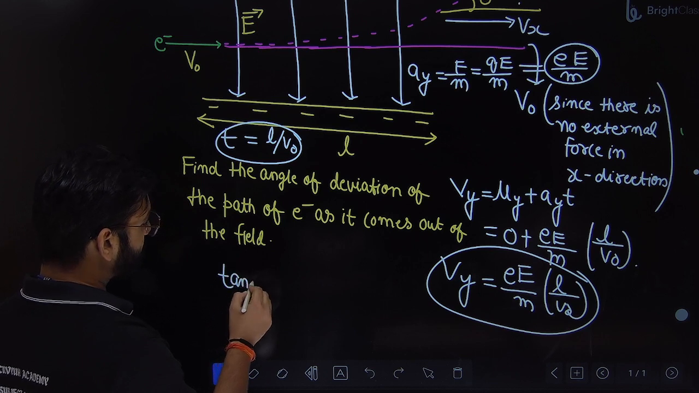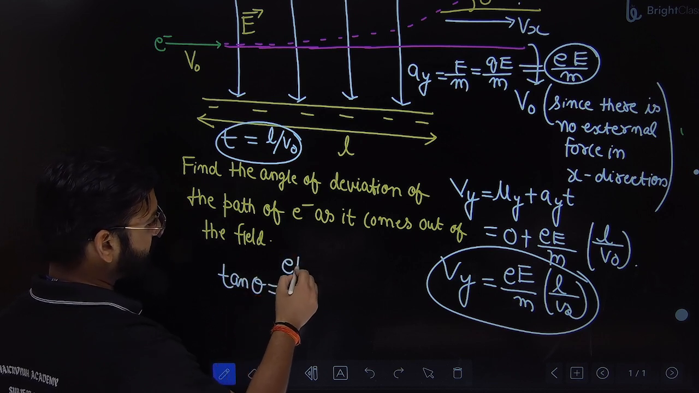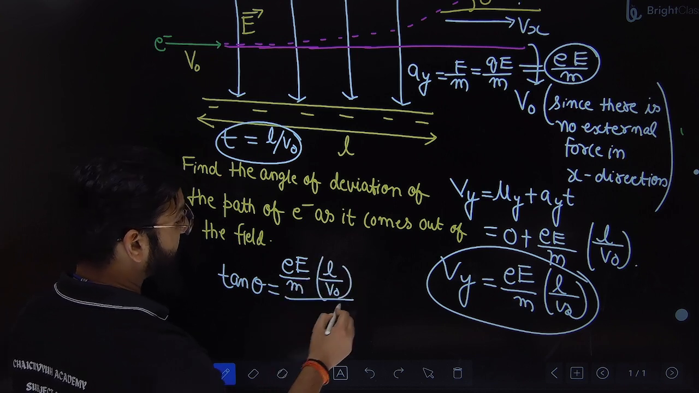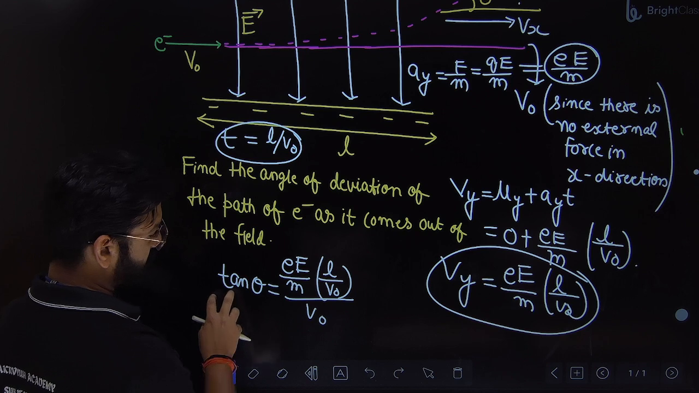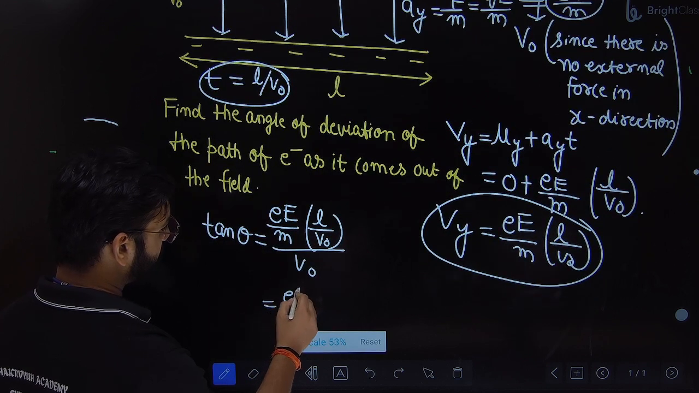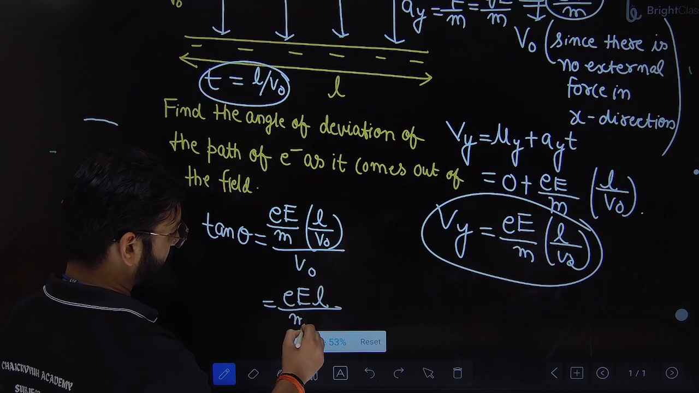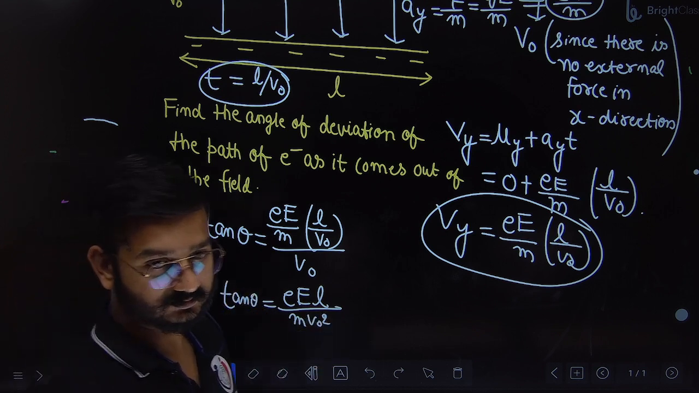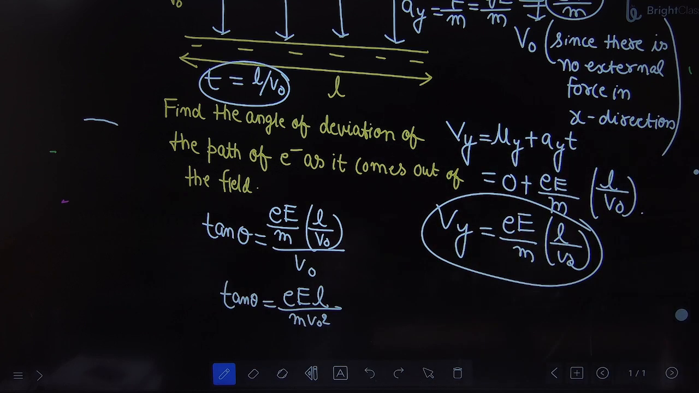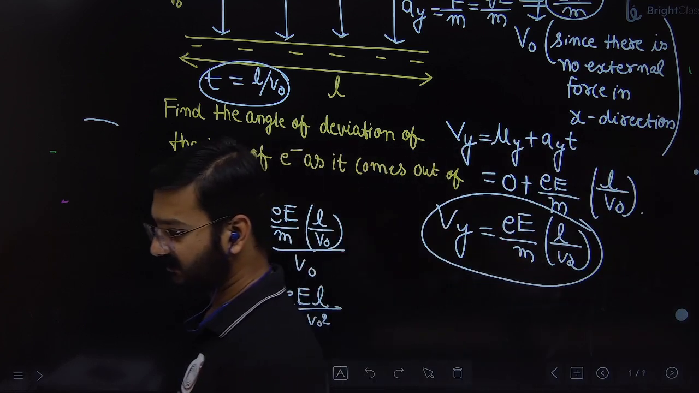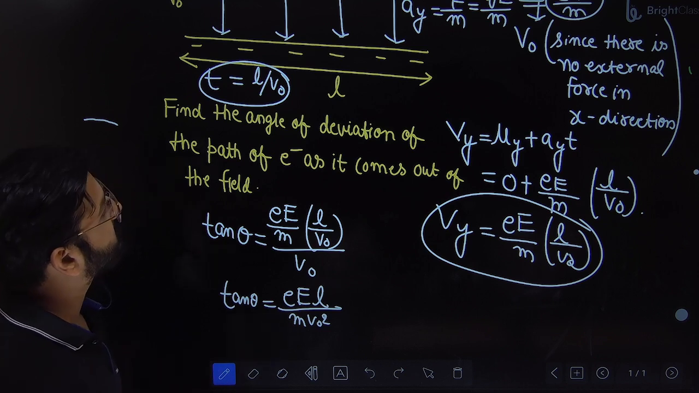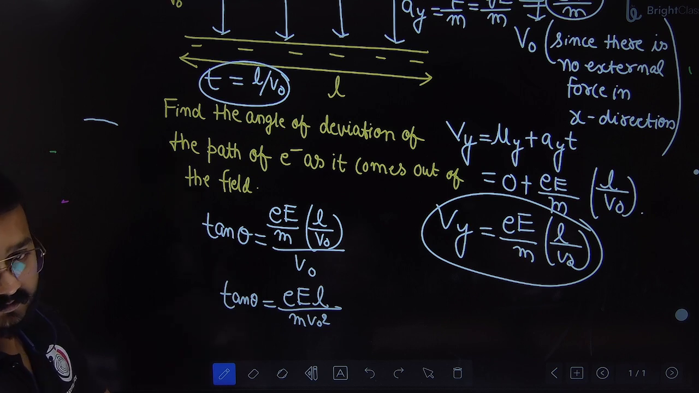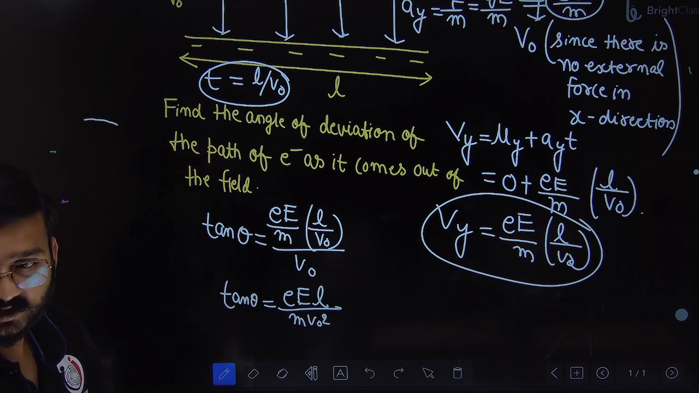So what will be tan theta? E by M into L by V naught divided by V naught. So this will be equal to EL divided by M into V naught square. So this is tan theta. Mark this question as important. Do practice this after the class also, one or two times. Clear? Any problem? One last thing.